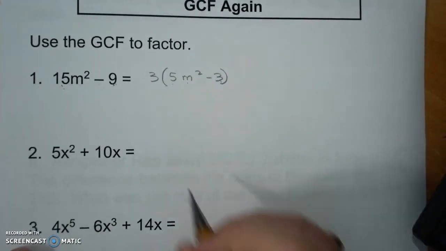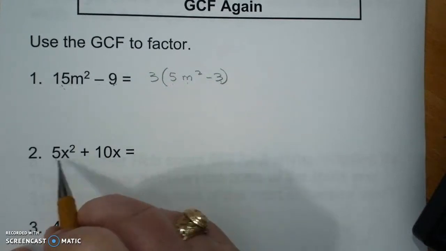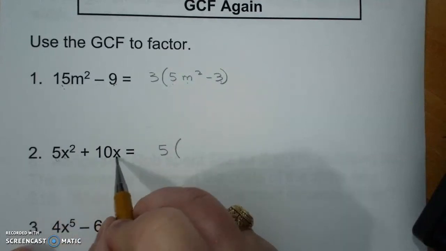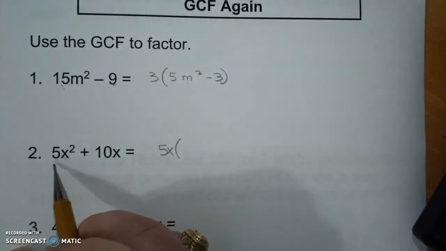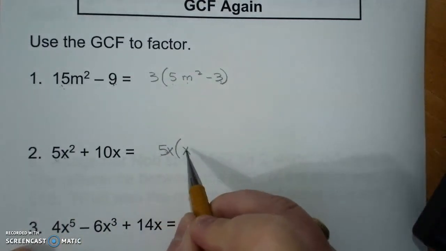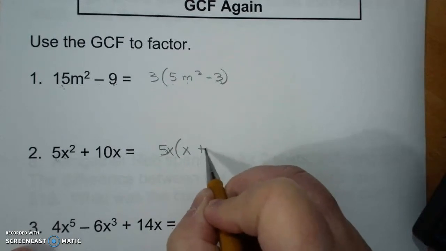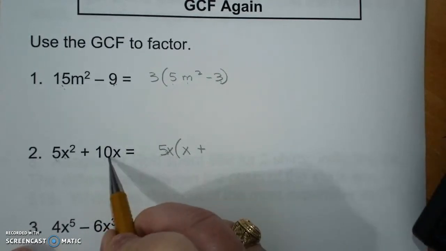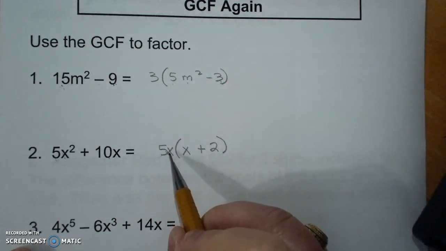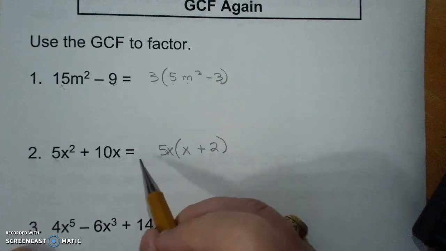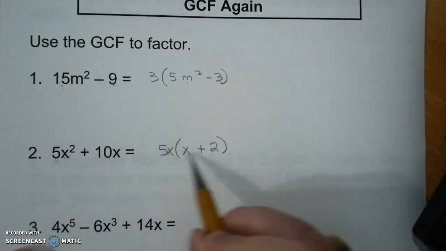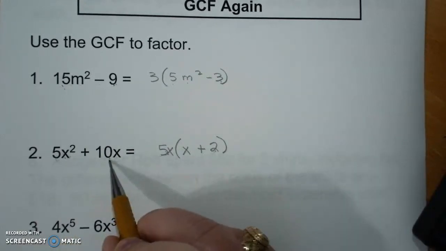You can check yourself. So I look at my numbers, and I have a 5 and a 10. I know a 5 comes out. I have 2 x's here and 1 here. I can pull out an x. 5x times what gives me 5x squared, which would be x, because 5x times x would give me 5x squared, plus 5x times what gives me 10x, and that would be 2. And I'm dividing kind of in my head. So 5x times x would give me 5x squared, 5x times 2 would give me 10x. I have it.